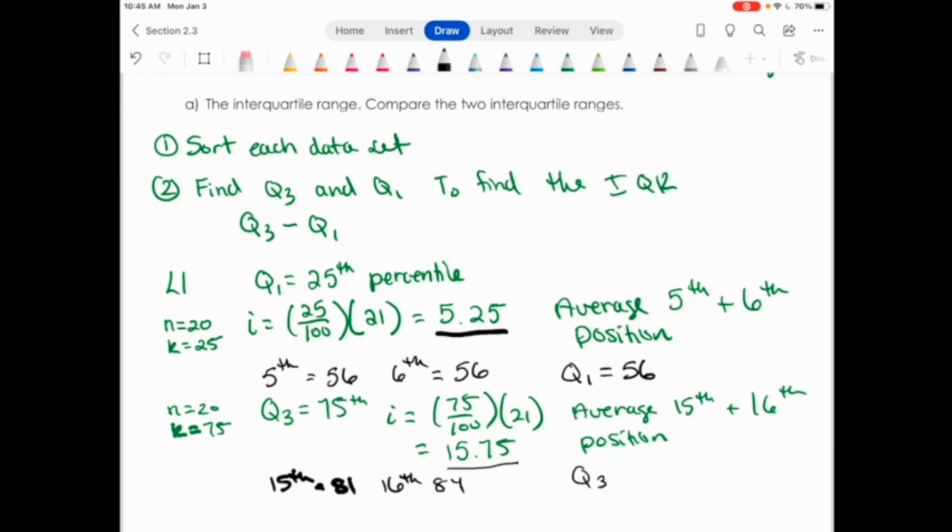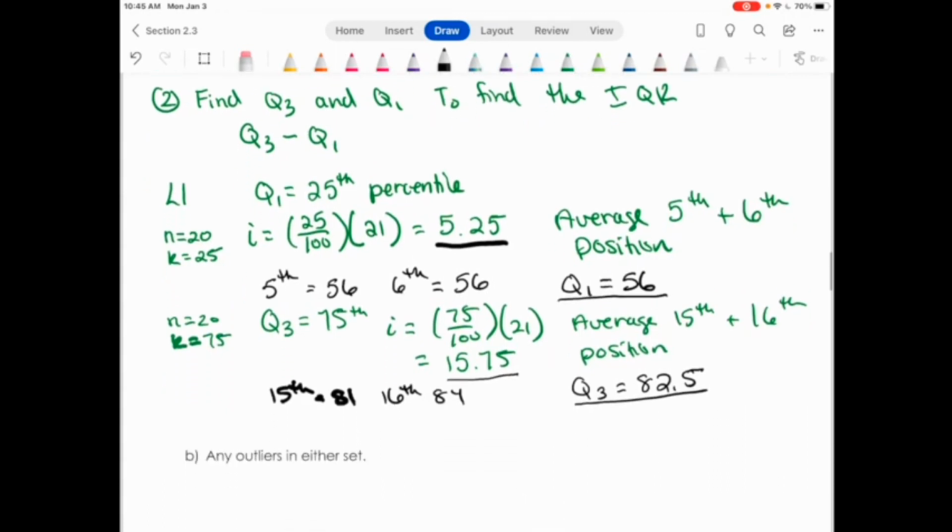So I'm going to find the average of 81 and 84. I'm going to take 81 plus 84 and divide by 2. When I do that, I'm going to get 82.5. So this is my Q3, and here's my Q1. My interquartile range for list 1 is going to be my Q3 minus my Q1, which is 82.5 minus 56, which is going to give me 26.5. So there's my interquartile range.